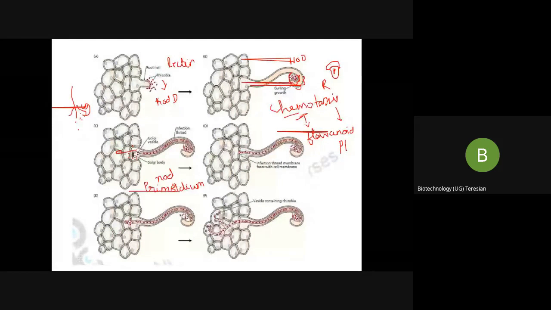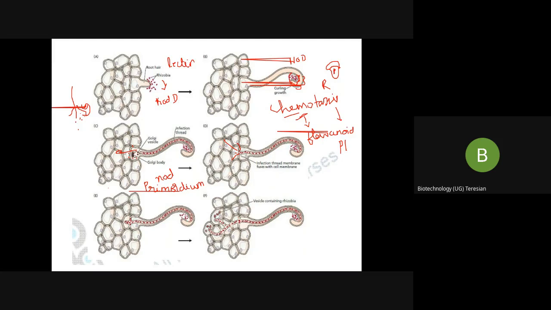Next, what happens is branching of the infection thread happens. So in branching, you saw that the infection tip is fused with the plasma membrane and all the rhizobium are being released. Next step is the branching of this infection thread. It has to branch towards all. So in the branching step, the infection thread branches, enabling the bacteria to infect many cells. You produce many branches, so that it infects all the cells, as many as possible.